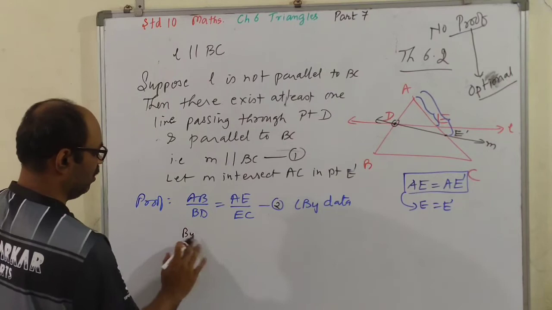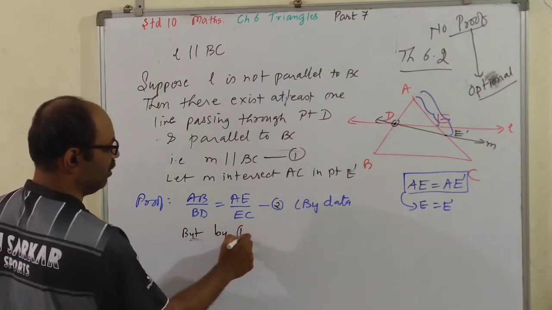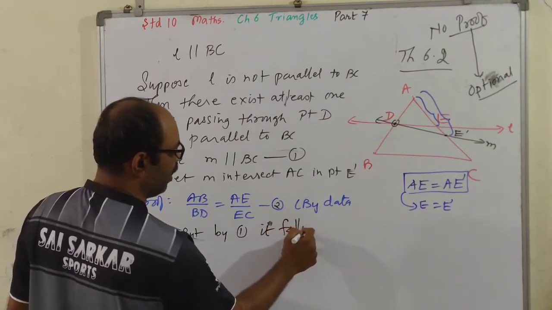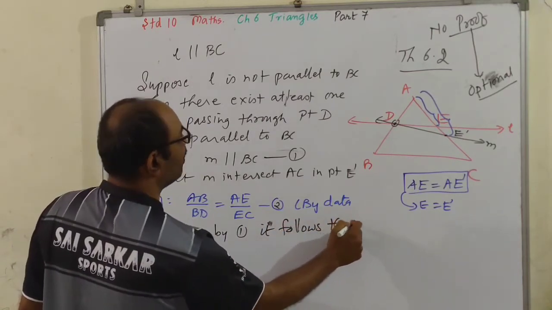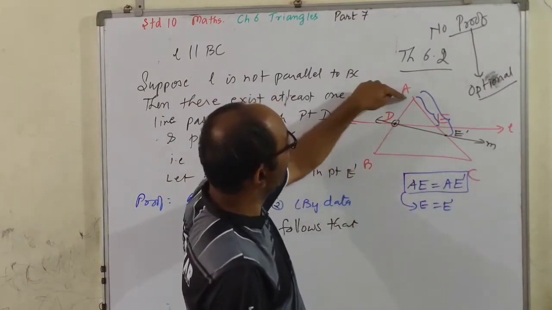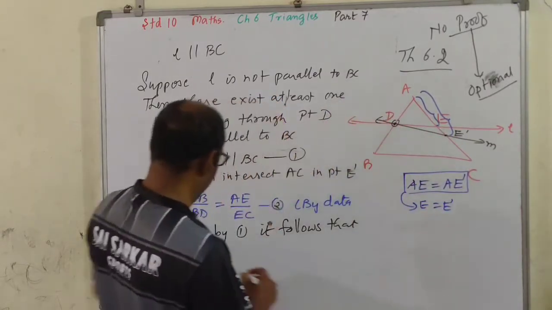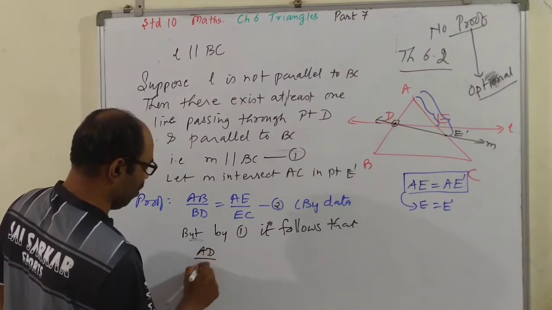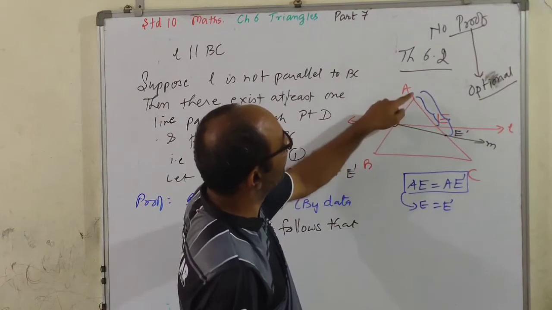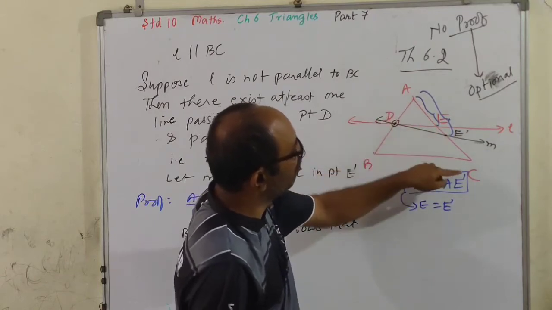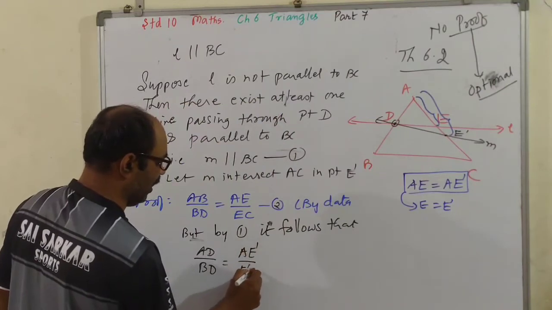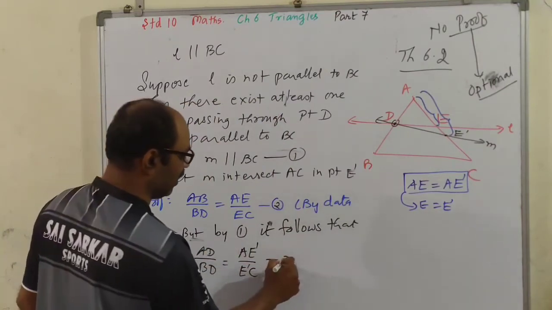But by 1, it follows that line M is parallel. So AD upon BD is equal to, here it intersects in E dash, AE dash upon E dash C. AE dash upon E dash C. And this is result 3.